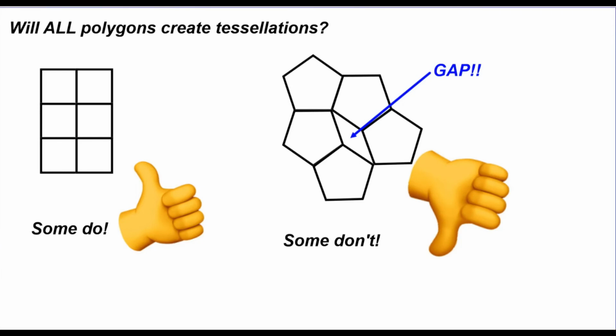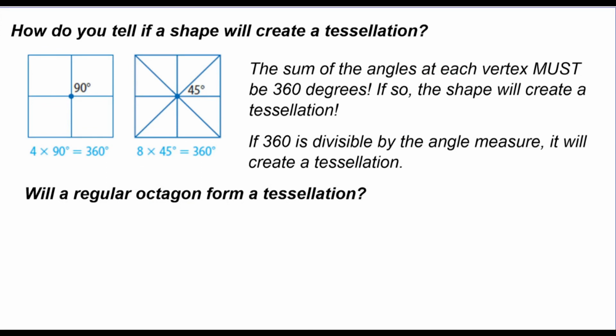However, if I try to tile a floor with regular pentagons, it's not going to work. You can see that there's a gap created that I can't fill in with another regular pentagon of the same size. So no matter how I arrange these pentagons or try to fit them together, they're not going to create a tiling effect. They're not going to create a tessellation. So how do I know if a shape is going to create a tessellation or not? Well, the sum of the angles at each vertex, where they come together, must be 360 degrees. They must be able to complete a full 360 degrees so that there's no gaps.